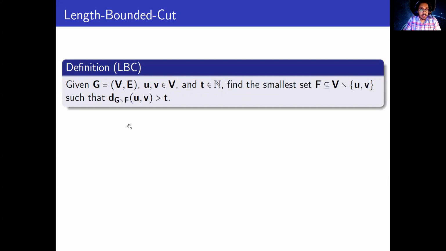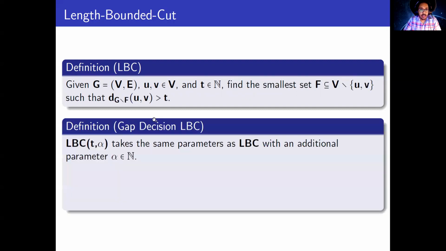Well, if we can do that, then that means we know whether or not we have to add an edge. But as our luck would have it, LBC is known to be an NP-hard problem. So what we do is we look at a gap decision variant of this problem instead, which we defined as follows.